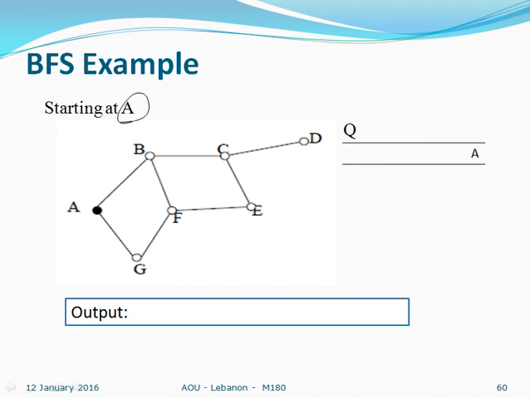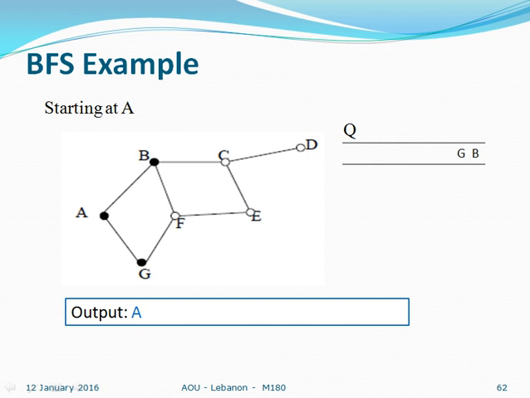For example, let us start from A. For this graph, insert A into the queue. The A is inserted, and check the neighbors of A. The neighbors of A are B and G. Now remove A and insert B and G in the queue. You first insert B and then you insert G, the neighbors of A. Now B is at the front end from where you want to delete.